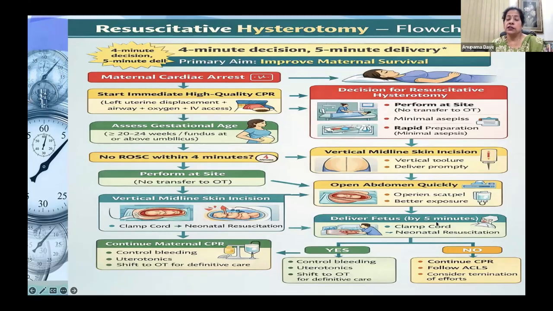Now, delivery of the baby causes release of blood from the uterus, which goes into the heart, and this improves your resuscitative efforts. So if it is successful, there is return of circulation, shift the patient to an OT, and there only you close the abdomen. But if it is not successful, continue CPR, allow time for CPR, and in the meantime, you need to discuss with your team and decide when to stop resuscitative efforts.